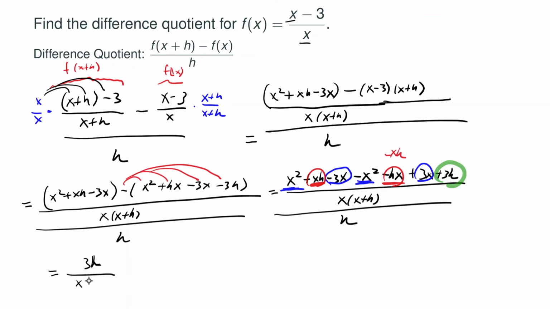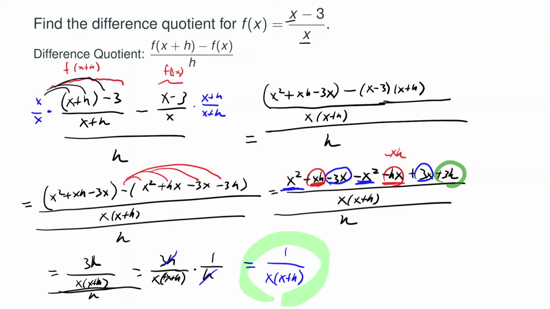over x times x plus h, entire thing over h, which is the same thing as dividing by the entire thing h, which is the same thing as multiplying by 1 over h. And as you can see, this h cancels out. So the final answer is 1 over x times x plus h. So this expression represents the difference quotient for this function.